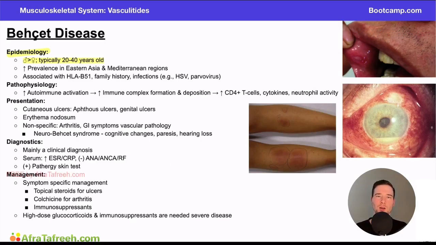It doesn't mean these can only occur in these age ranges, but it just gives us a general idea. Now, it's also important to note there's an increased prevalence in Eastern Asia and Mediterranean regions. So if they give this information in a question stem, they might be giving it for a reason to help lead you toward the diagnosis of Behçet's disease.